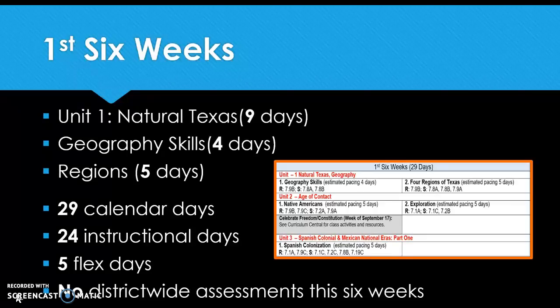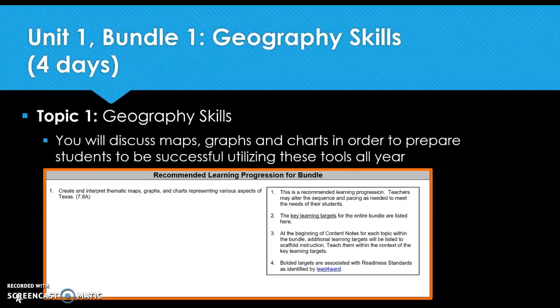As we look at the first 6 weeks for 7th grade Texas history, we see that the Natural Texas and Geography unit requires 9 days of classroom instruction. You should complete geography skills in 4 days, with enough time to complete Regions of Texas by day 9. There are 29 calendar days, 24 instructional days, and 5 flex days. Use your flex days wisely because there will be district assessments across all 4 core classes in the second 6 weeks, drastically reducing the number of flex days you'll have in the second 6 weeks.